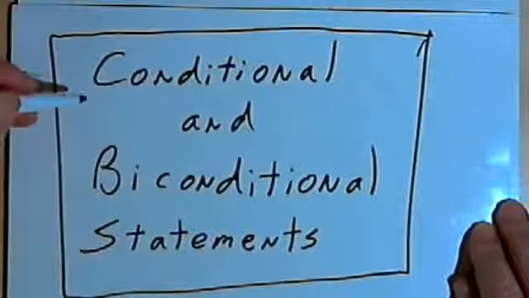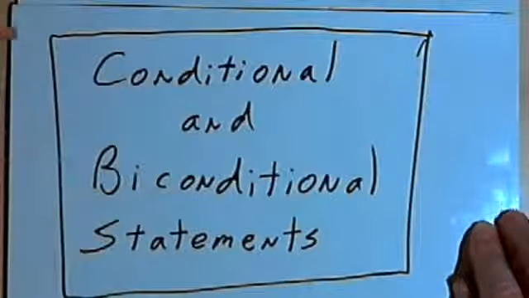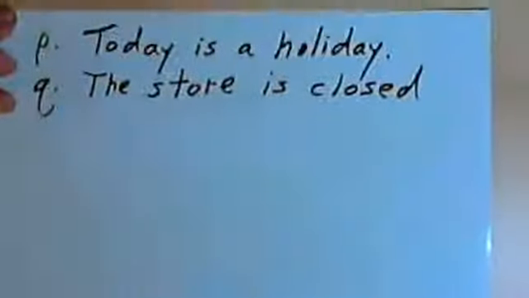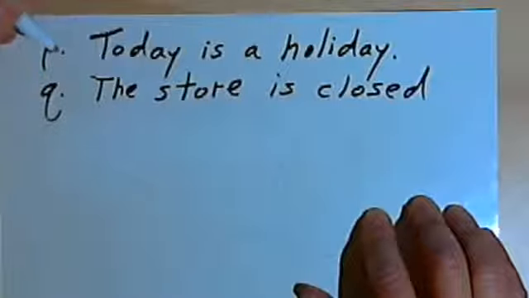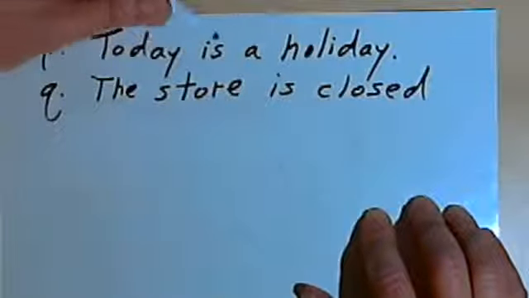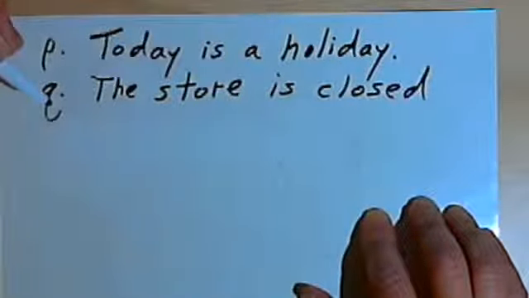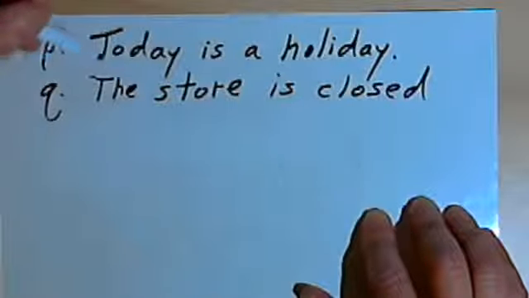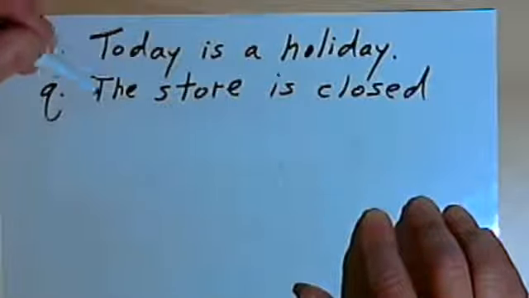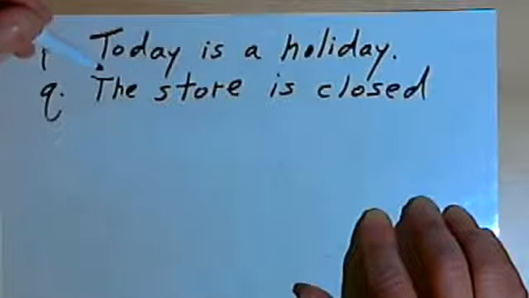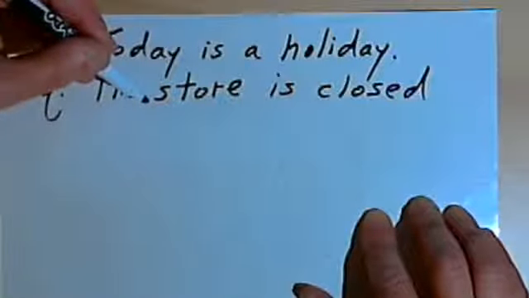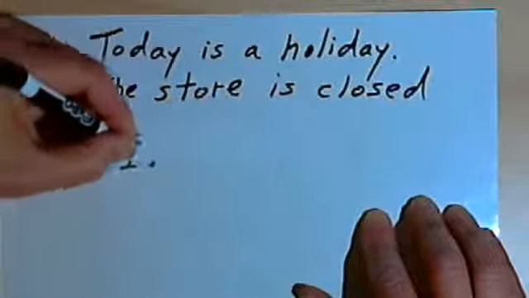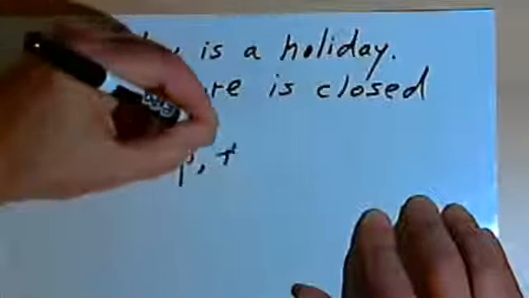This video is going to be about conditional and biconditional statements. So here's an example with a conditional statement. We start out with two statements. Statement P, today is a holiday, and statement Q, the store is closed. Now I can put these two statements together into one statement, a conditional statement, sometimes called an if statement, and it's going to be, if today is a holiday, then the store is closed. Or I could just say, if P, then Q.